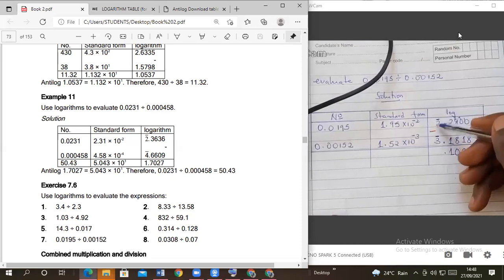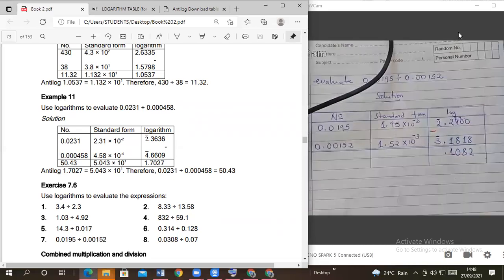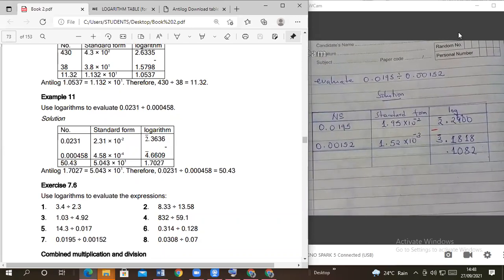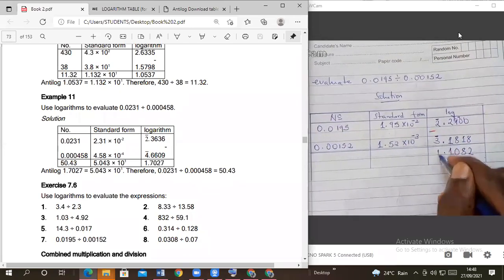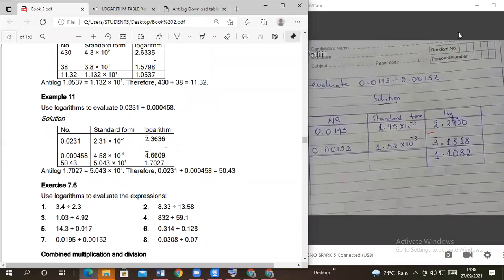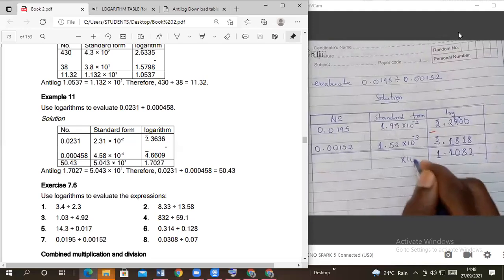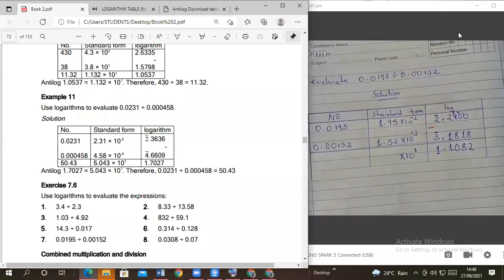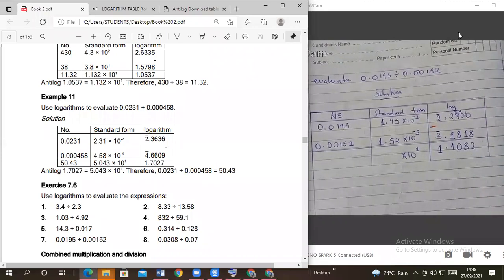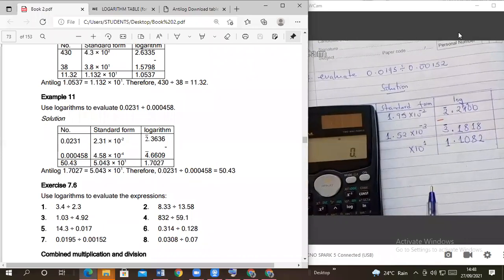Negative 2 minus negative 3. What do you get? 1. You get a positive what? Positive 1. Good. So which means here we shall have times 10 to the power what? To the power 1. Then we get the antilog of 0 point.